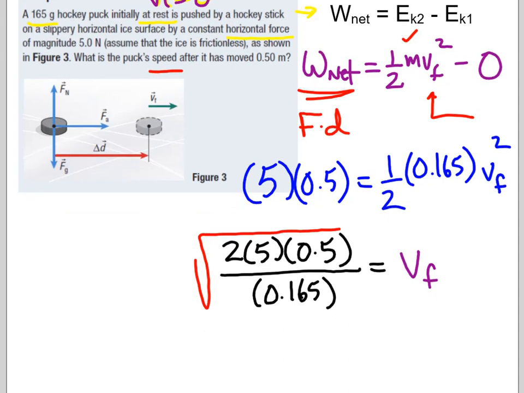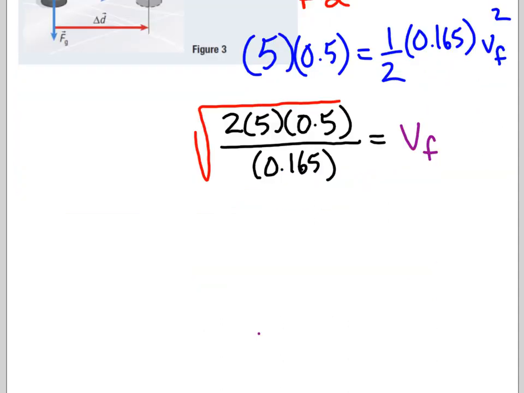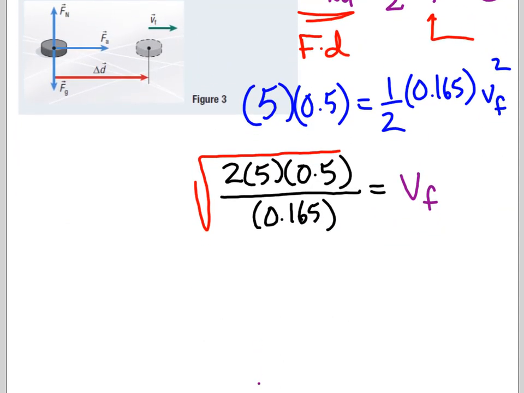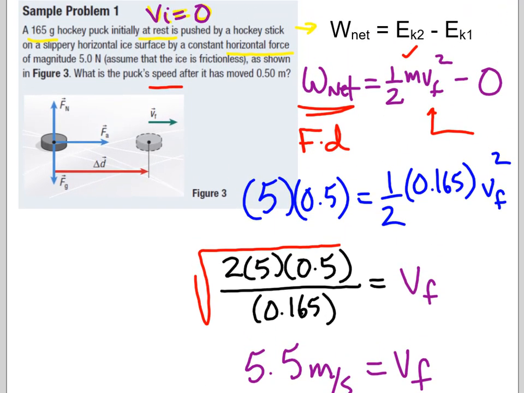Okay, so I'll just take a second to punch that in the calculator as soon as I can get the page to move. And we should have our answer. So it would be 2 times 5 times 0.5 divided by 0.165, and then square root that. And I would have 5.5 meters per second is my final velocity. Okay, so the piece that you want to take away from there is that this work right here can be replaced with a force times a distance.